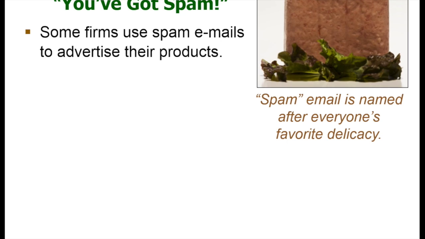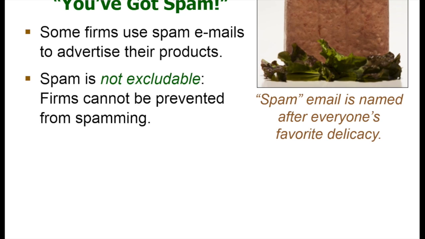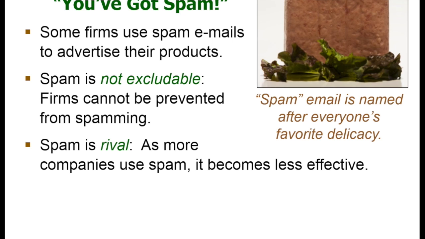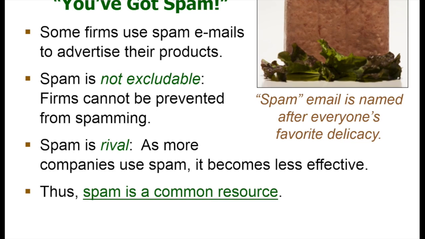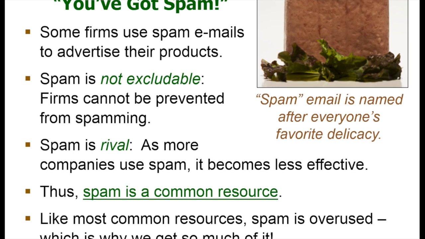Okay, so here's another funny example: spam. Not the kind you eat, the kind that you get in your email inbox. This is a common resource, okay? It's not excludable, and it is rival, right? As companies use more spam, it becomes less effective. Maybe the first guy who ever started spamming people, it was really effective. Now it's not effective anymore because people don't even pay attention to it. So spam is a common resource. What happens to common resources? They're overused, and that's why we get so much of it in our email. It's kind of an interesting idea.